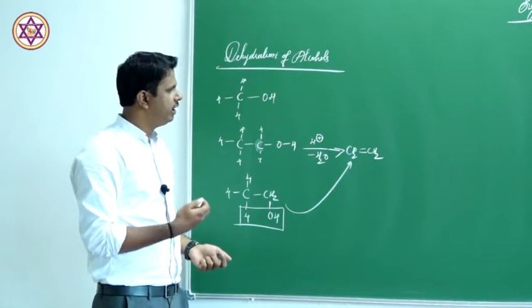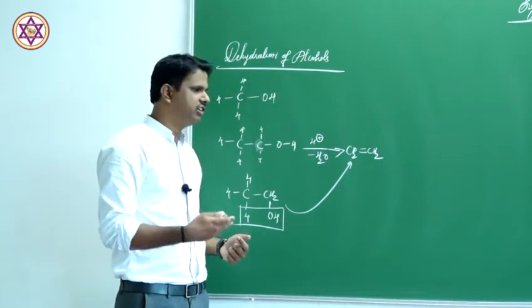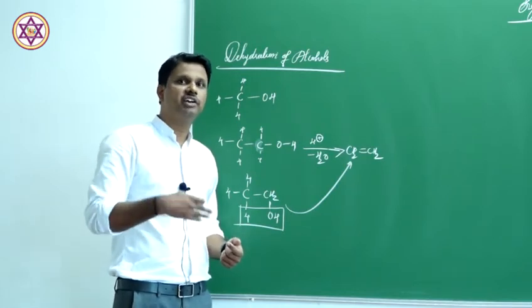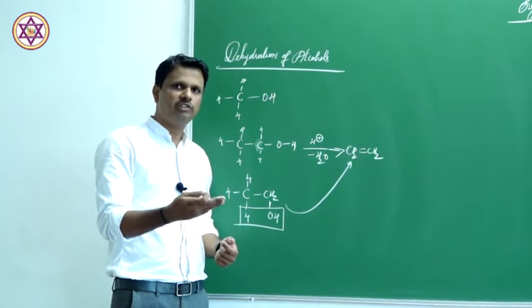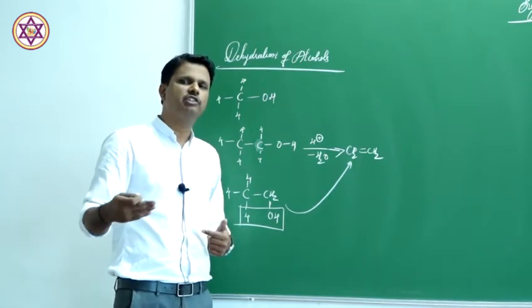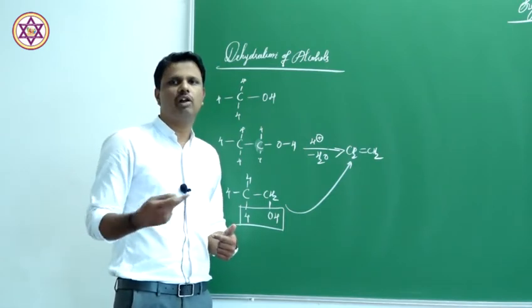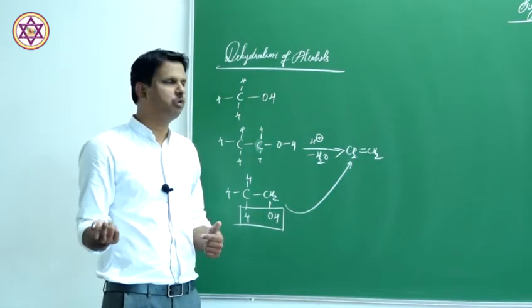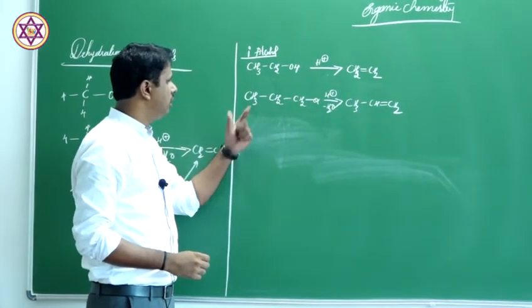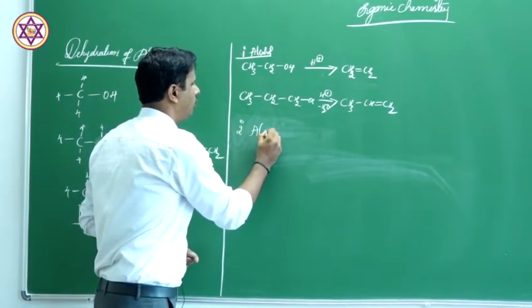Now what is our aim? Our aim is to understand how dehydration can occur in primary, secondary and tertiary alcohols, and in which alcohols the dehydration takes place more quickly, that is, the rate of the reaction is faster. We have to understand how the nature of the alcohol affects the rate of the dehydration process. So that is about primary alcohol. Let us go for secondary alcohols.